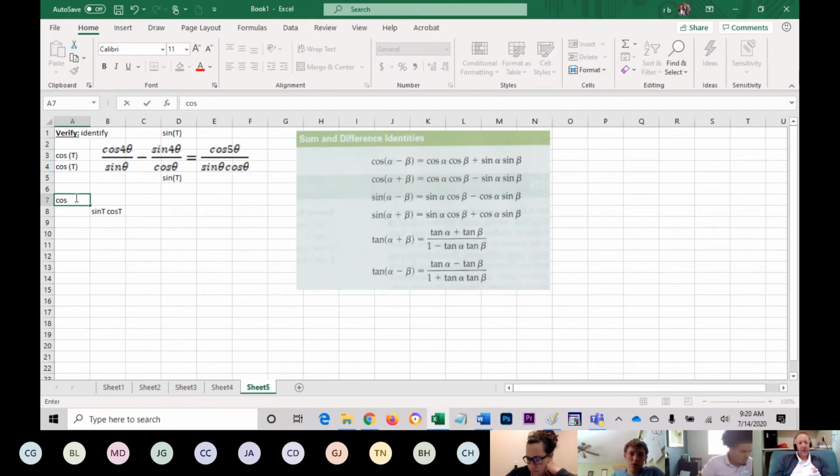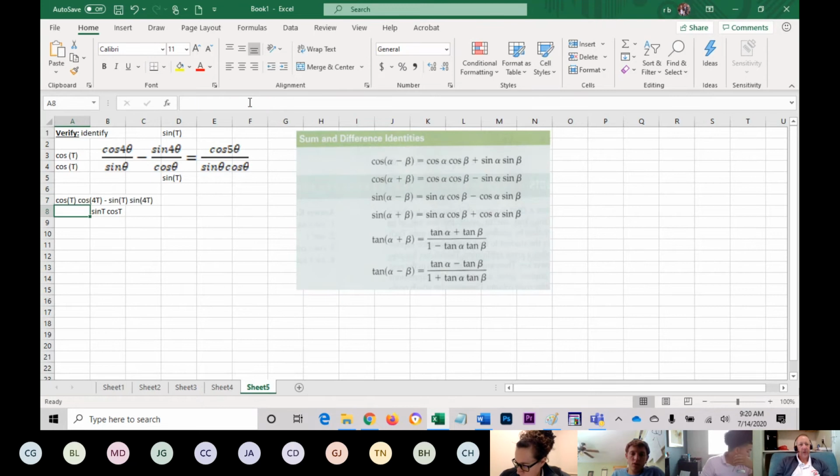Cosine squared. No, we can't square them because they're different angles. So I've got the cosine of theta times the cosine of 4 theta, minus the sine of theta times the sine of 4 theta. Okay. All right.